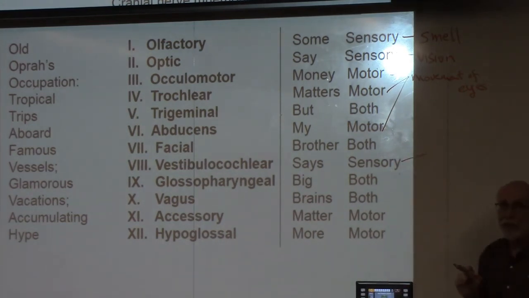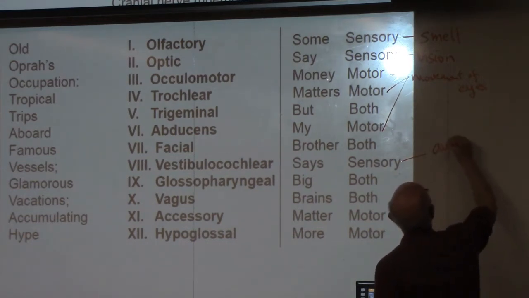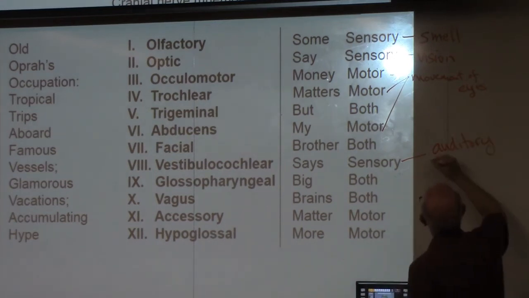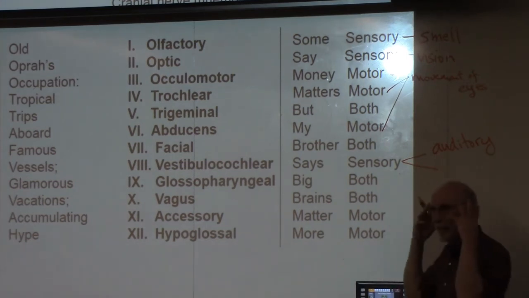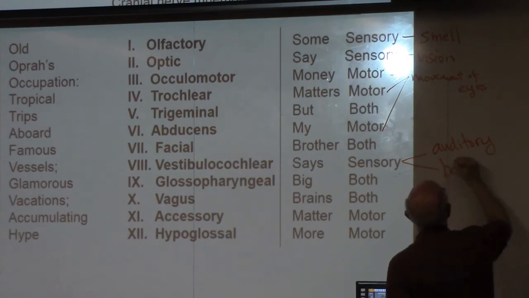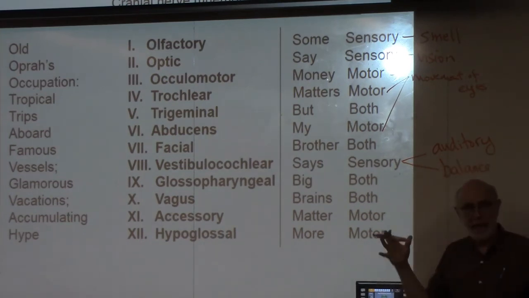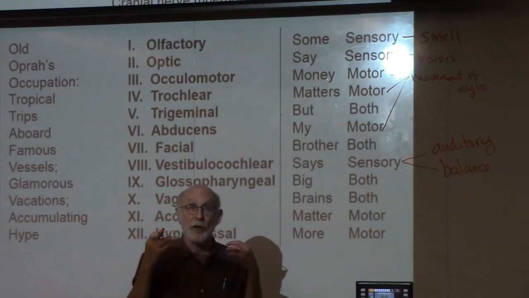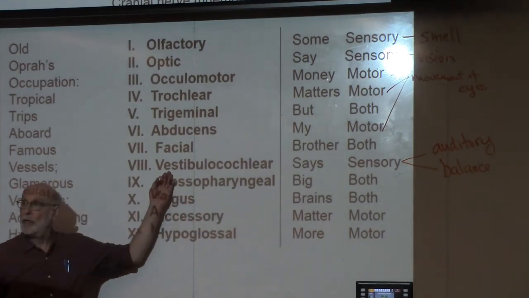Vestibulocochlear is sensory. Auditory, hearing. Vestibulocochlear, auditory and vestibular, which is our vestibular system is really a sense of balance. Our ability to stand upright on two legs. Both sensory, auditory sense and balance sense are carried from the ear, from the inner ear, to the brain by the vestibulocochlear nerve.